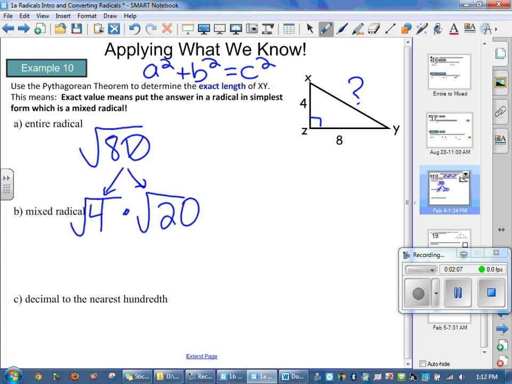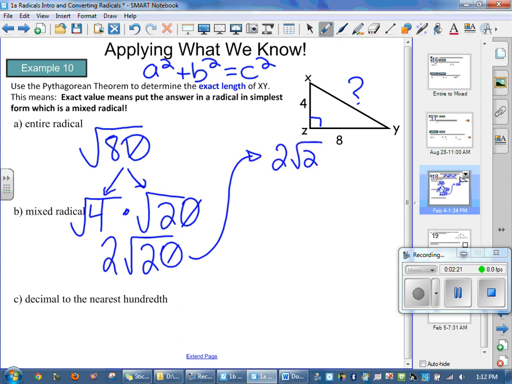The root of 4 is how big? 2, good. So we're going to stick it beside root 20. And now I'm still going to break root 20 down. So 2 root 20 can break down into root 4 and root 5. Don't forget our 2 that's already out front, so it's going to be attached to our perfect square that comes out. And now I take my perfect square as well.